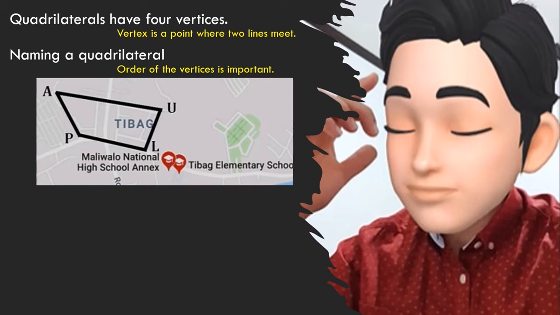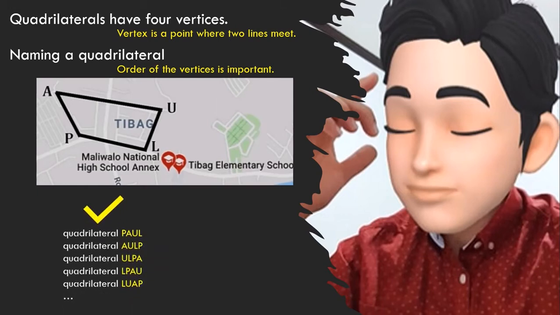remember. That general quadrilateral can be named quadrilateral PAUL, quadrilateral AULP, quadrilateral ULPA, or you may name it as quadrilateral LUAP. For as long as the vertices are arranged in order, the name is correct.